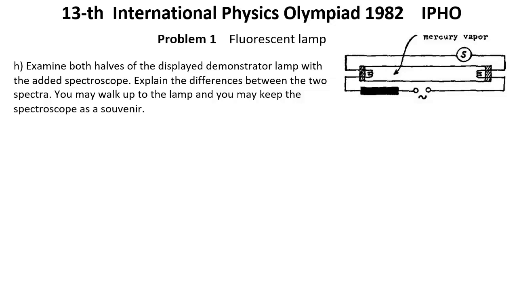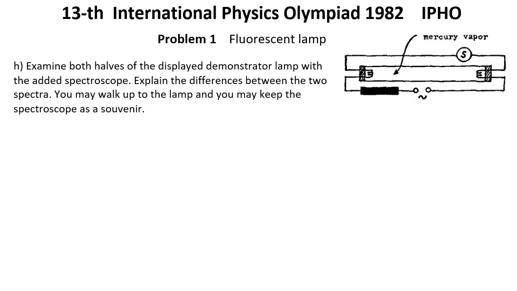Question H. Examine both halves of the displayed demonstrator lamp with the added spectroscope. Explain the differences between the two spectra. You may walk up to the lamp and you may keep the spectroscope as a souvenir. Solution. The uncoated part of the demonstrator lamp reveals the line spectrum of mercury. The coated part shows the same line spectrum on a continuous background.